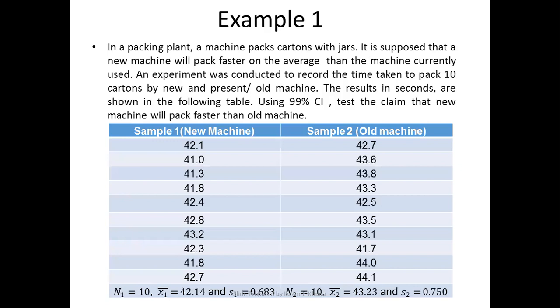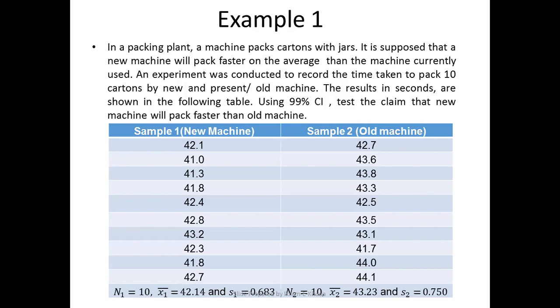So, example number one. In a packaging plant, a machine packs cartons with jars. It is supposed that a new machine will pack faster on the average than the machine currently used. An experiment was conducted to record the time taken to pack 10 cartons by the new and the old machine, which is also the present machine. The results in seconds are shown in the following table. Now, using 99% confidence, test the claim that the new machine will pack faster than the old machine.